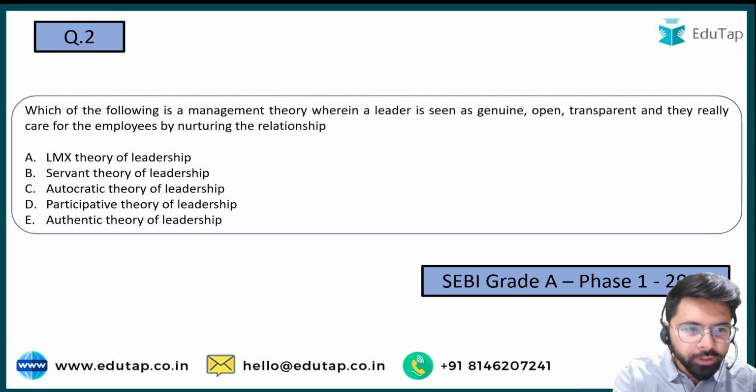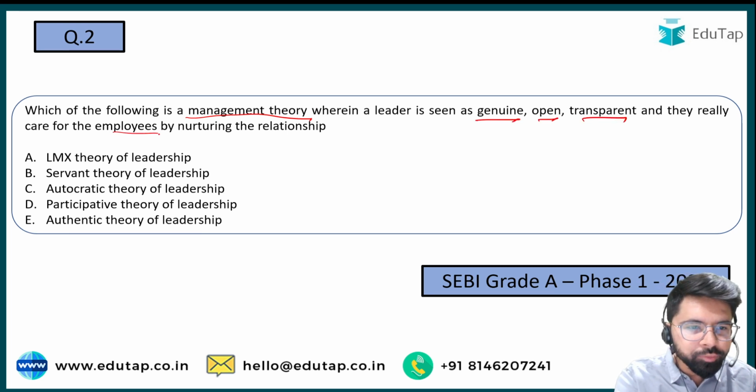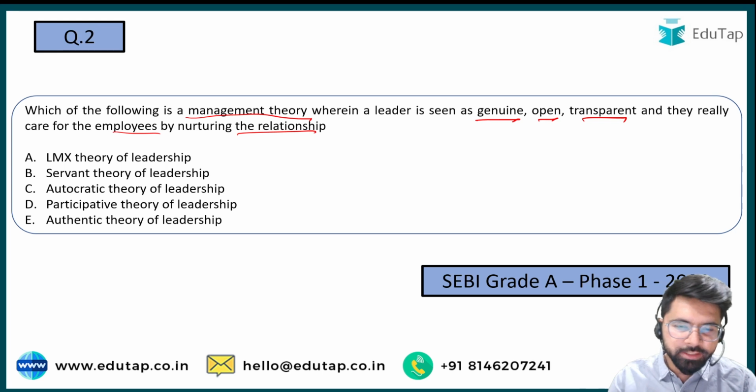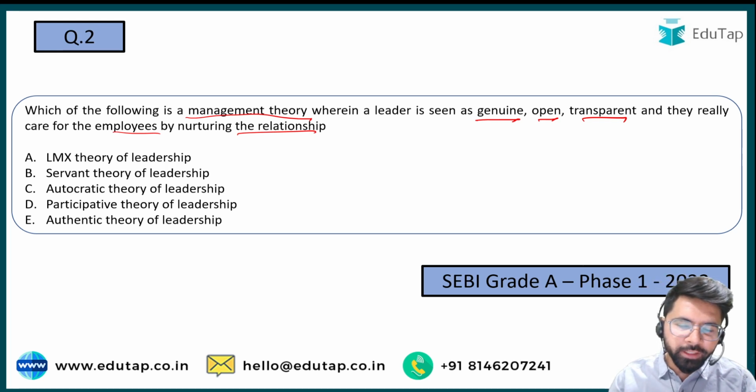So let me read out the question. Which of the following is a management theory wherein the leader is seen as genuine, open, transparent, and they really care for the employees by nurturing the relationship? So friends, why am I reading out this question before we discuss the answer? The idea is not just to discuss question and answer, but also the method through which you would be able to solve the question in the real examination.